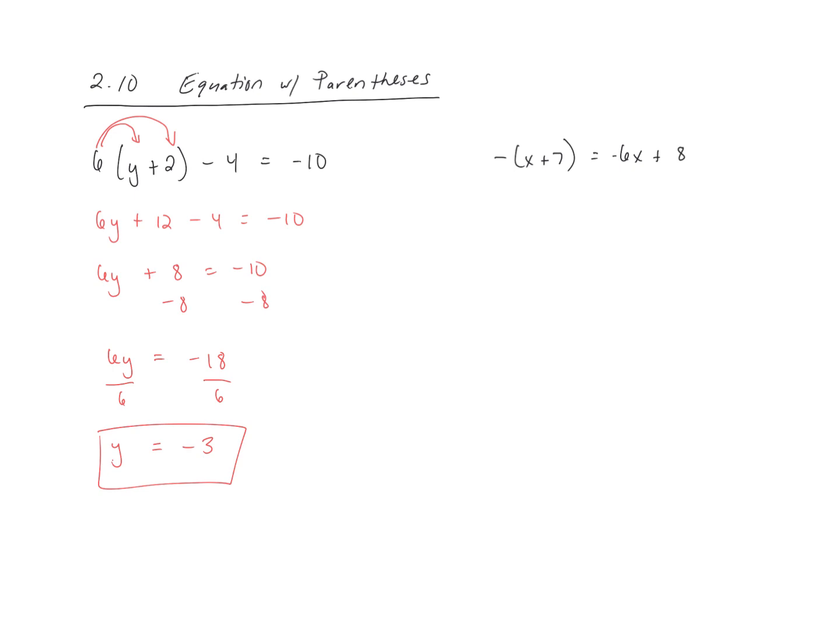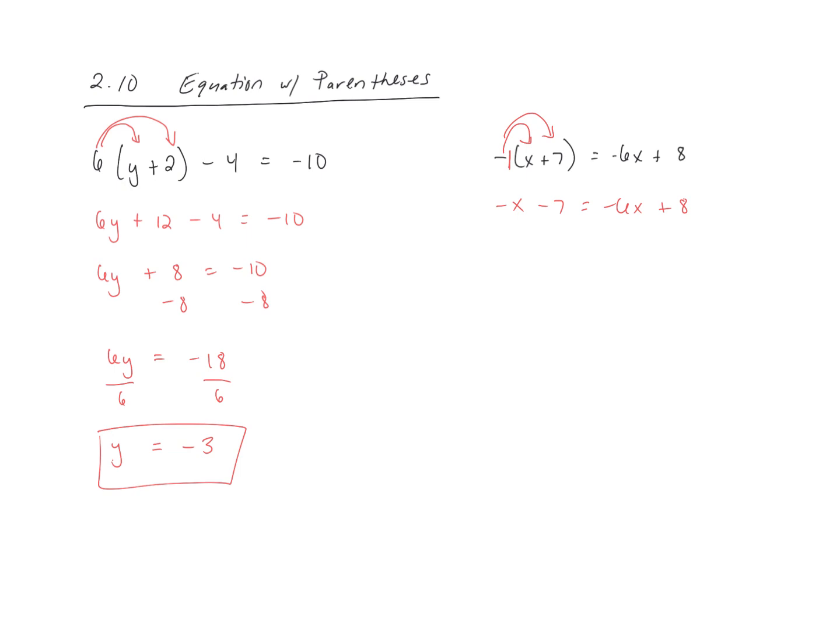Outside of the parentheses is an understood negative 1 here. So that negative 1 distributes into this expression. So we get negative 1 times x is negative x. Negative 1 times positive 7 gives you negative 7. And now we can begin to simplify by combining like terms.